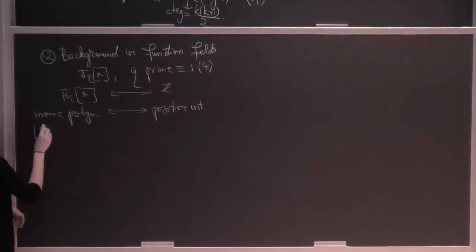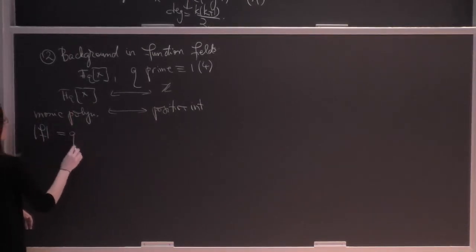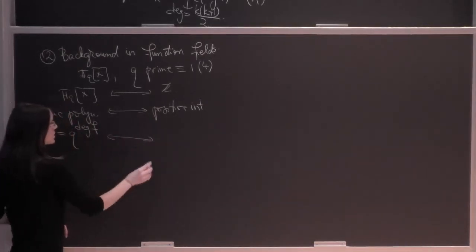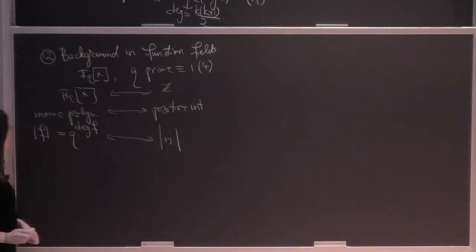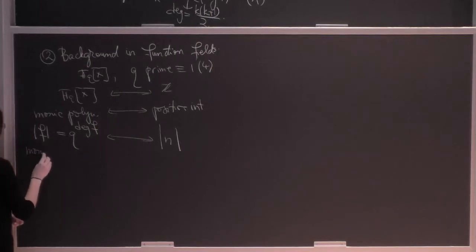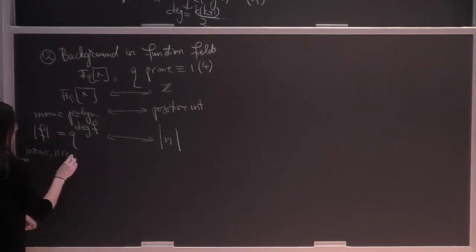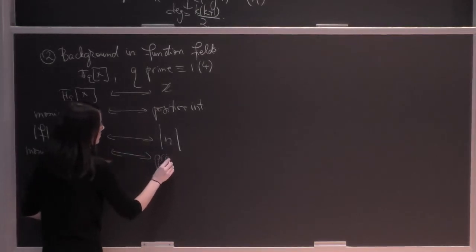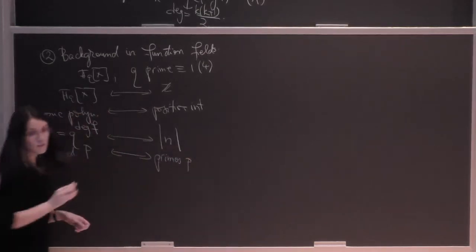Then the norm of a polynomial, which I define to be q to the degree of the polynomial, would correspond to the absolute value of an integer. Monic irreducible polynomials correspond to primes, and so on.